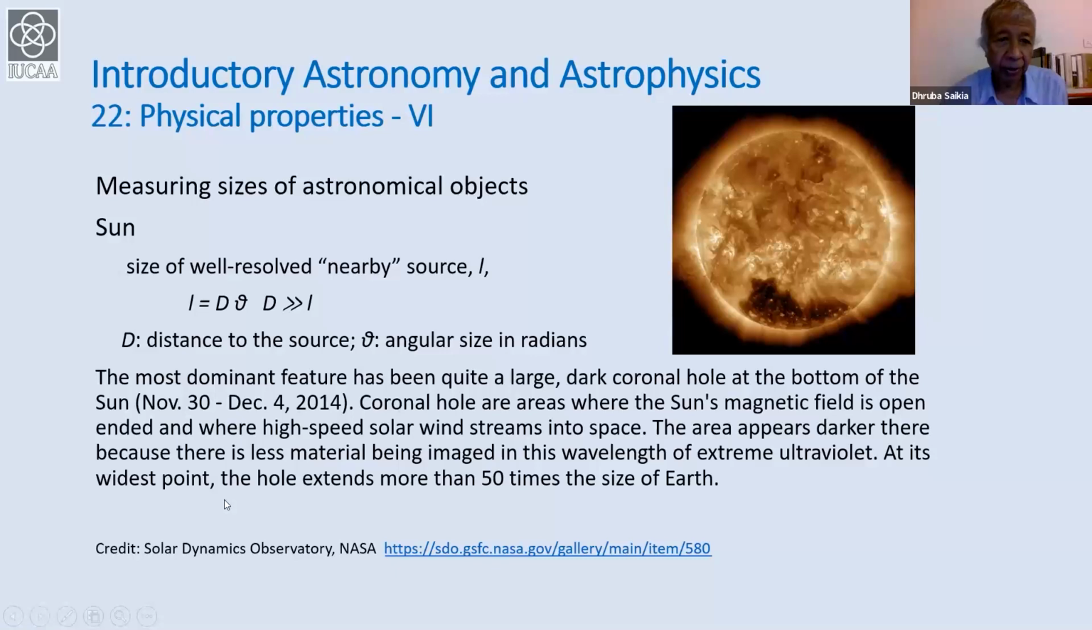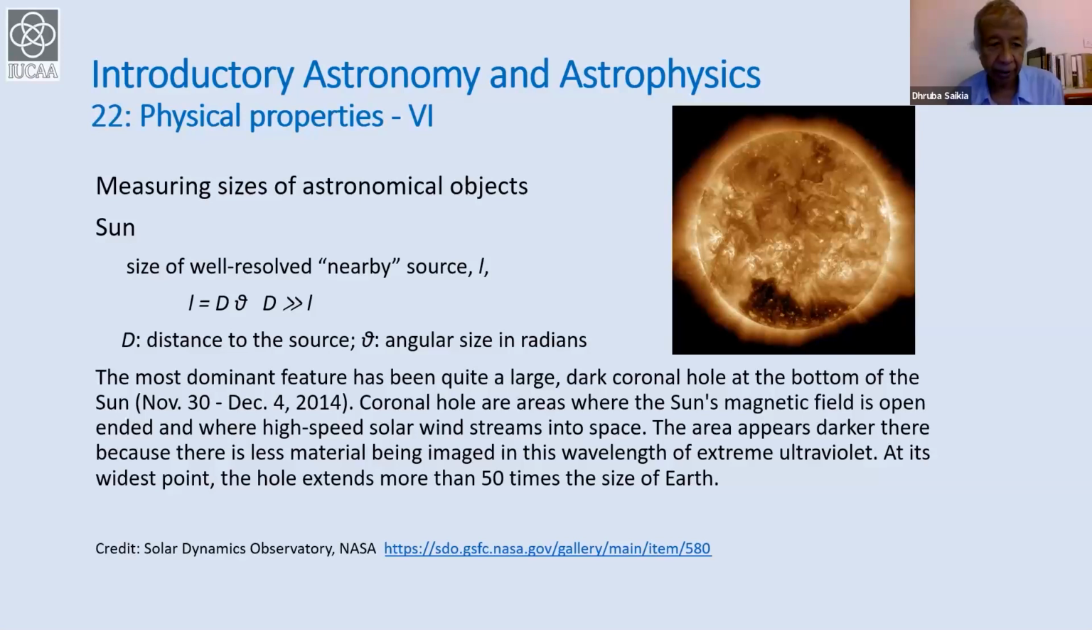So for example, for a well-resolved source like the sun, which is relatively close by, once you know the distance to the source and you know the angular dimensions, then you can straight away measure the linear size of the object or a part of an object. For example, in this particular image of the sun, the most dominant feature is a large dark coronal hole at the bottom of the sun. Coronal hole areas are areas where the sun's magnetic field is open-ended and where high-speed solar wind streams out into space. And this is what is responsible for space weather, which has received a lot of effort in recent times in studying it.